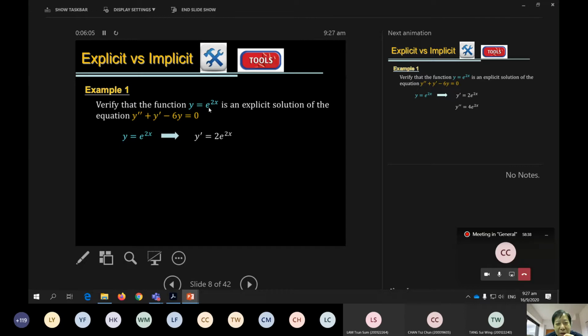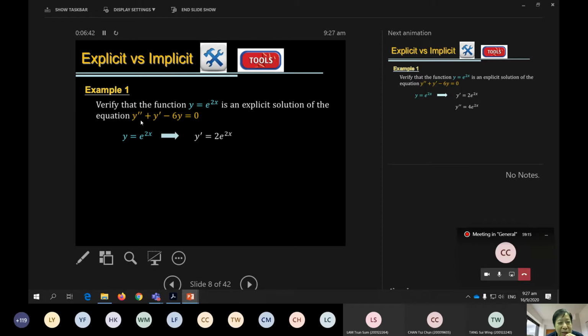Since y equals e to the exponential of 2x, then y dash will be, according to the exponential rule, the derivative of y: take out the common factor of the index. So it becomes 2e^2x. Okay? So this is the basic formula. If it can refresh your memory, the derivative of an exponential function is to take out the constant from the index. Okay? So y dash is like this.